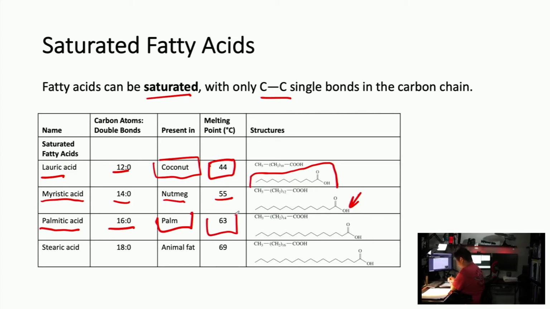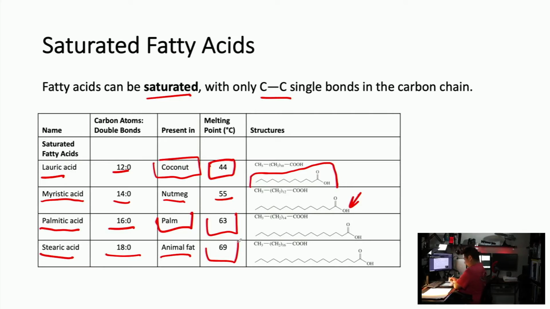And it's got a melting point of 63 degrees. And then there's stearic acid, the last saturated fat that we have here, 18 carbons long. It's an animal fat, right? And it has a boiling point of 69 degrees. So what's the point of this, right?